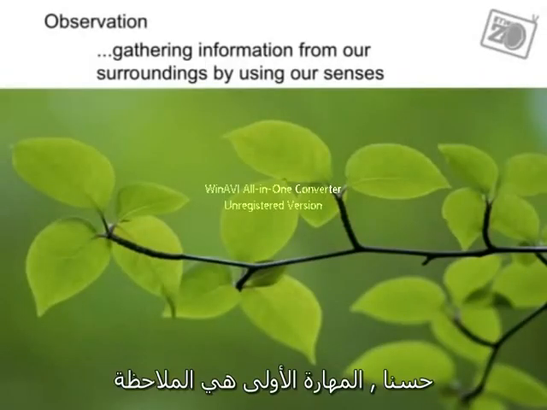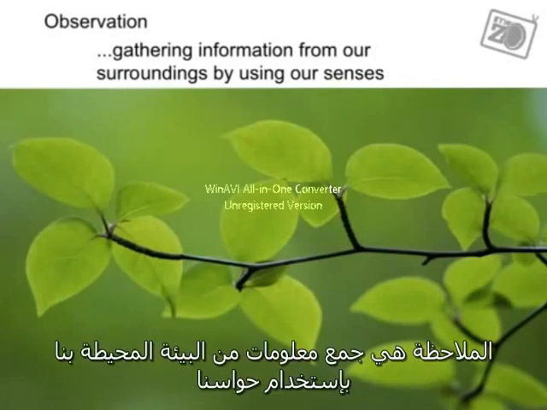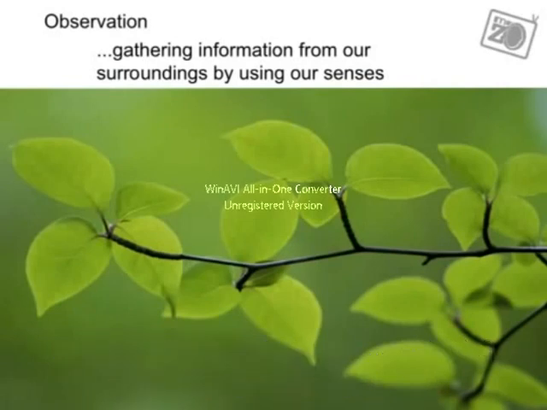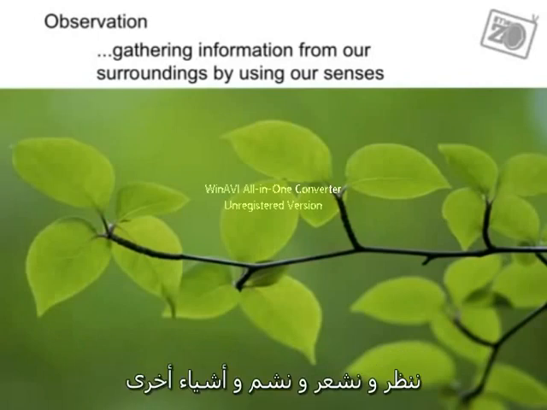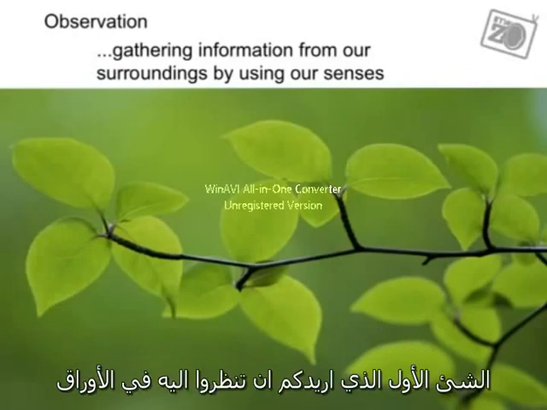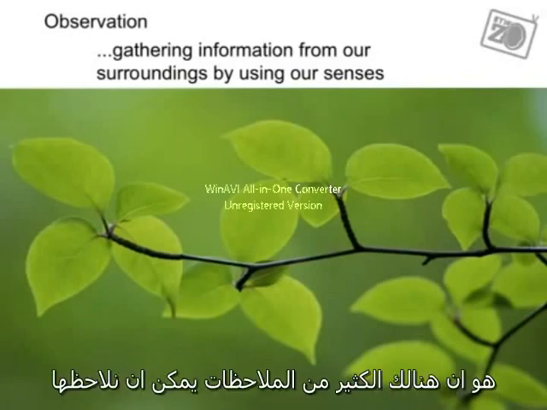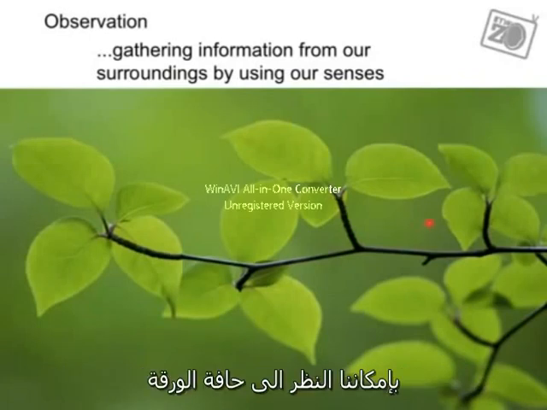Okay, so our first one is a skill of observation. Observations are when we gather information from our surroundings by using our senses. So we look, we feel, we smell, we do all those things. Well, the first thing I want you to look at with leaves, however, is that there are a lot of observations we can make. We can look at the outside edge of the leaf, you can see here.